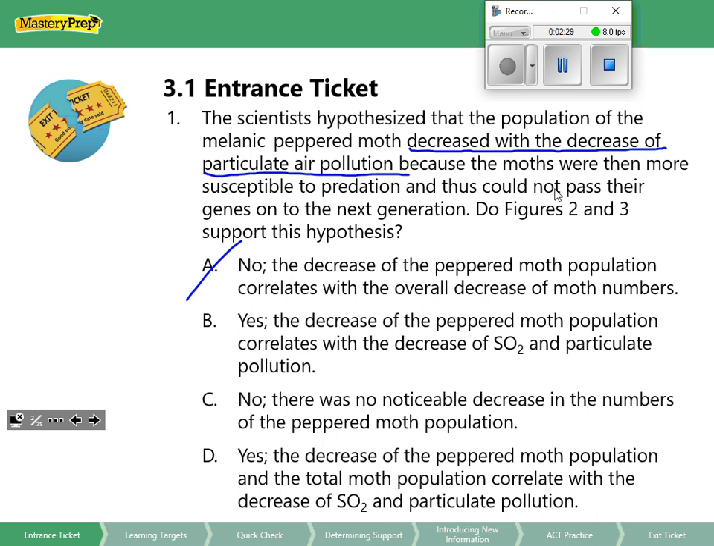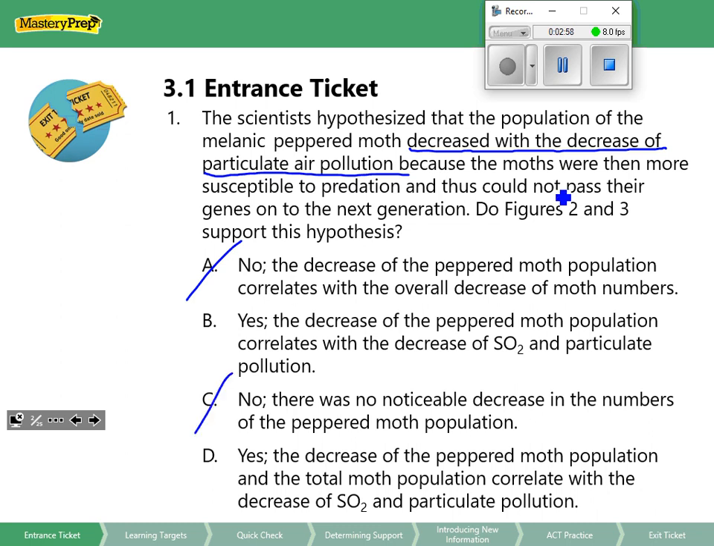Question 2, yes, the decrease of the peppered moth population correlates with the decrease of SO2 and particulate population. Well, melanic moths is decreasing. SO2 is decreasing. Those are both lining up, yes? So it could be B. C, no, there was no noticeable decrease in the number of the peppered moth population. Well, no, that doesn't even line up with the graph, right? Because we do see a decrease in the peppered moths.